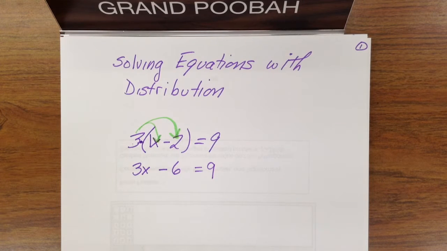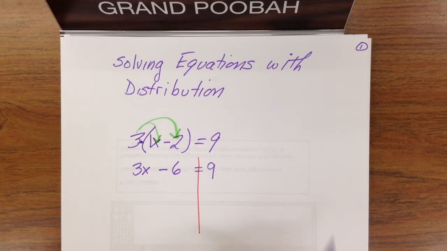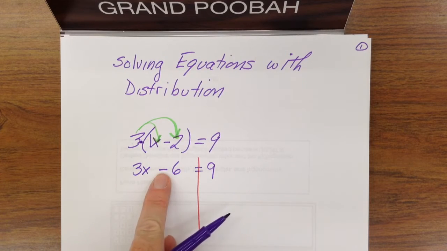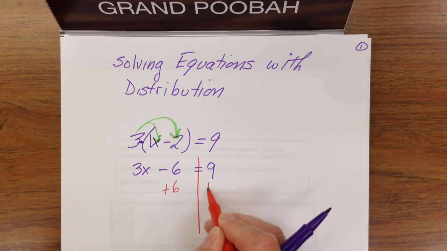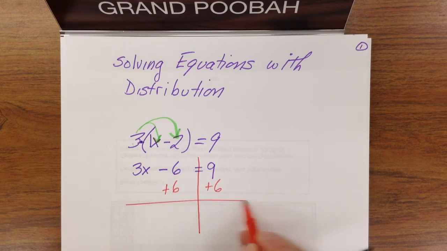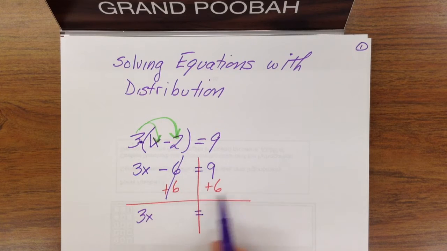Well, now we are just solving a two-step equation. If you need to go back and look at the video on two-step equations, by all means do so. Here's what we do. The opposite of subtracting 6 will be adding 6. I can do it to both sides. Matter of fact, I have to do it to both sides. Those cancel out. Bring it down. Add it up.